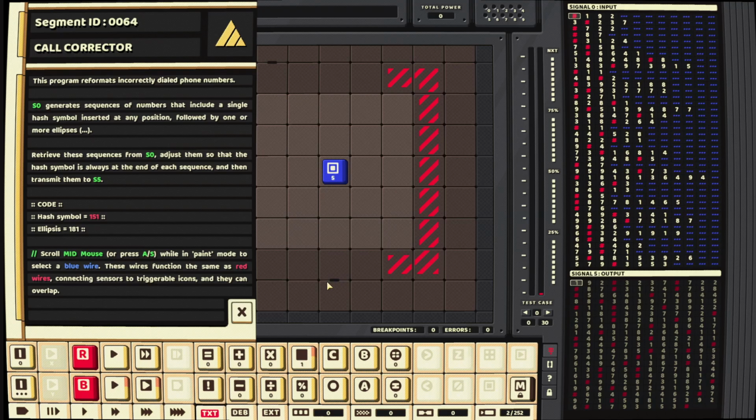So red wire and blue wire both transmit sensor data. They can cross each other instead of intersecting. Fine. Followed by a number of ellipses. This looks complicated. So you don't even know how many ellipses. Okay, yes, if you were counting, you could say, I expect as many ellipses as it would take to be a total length of 10 or whatever.